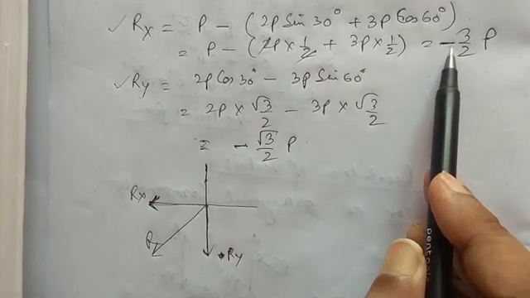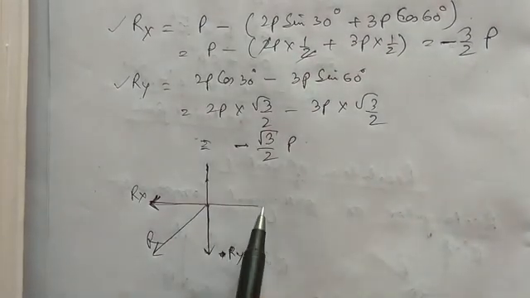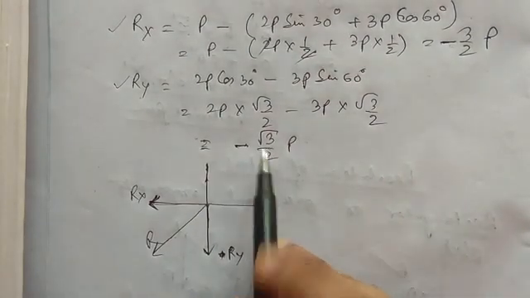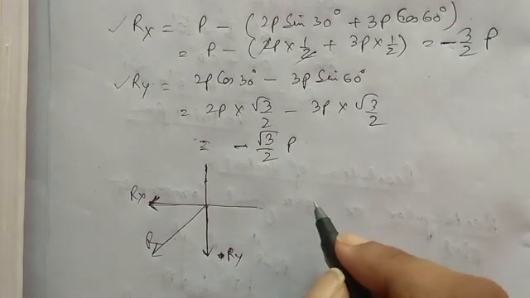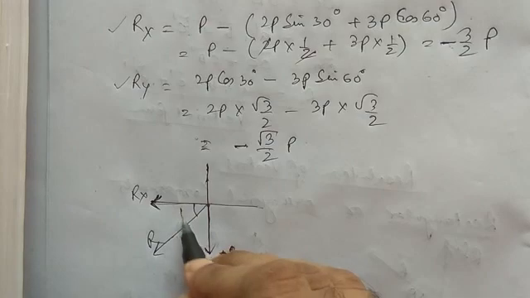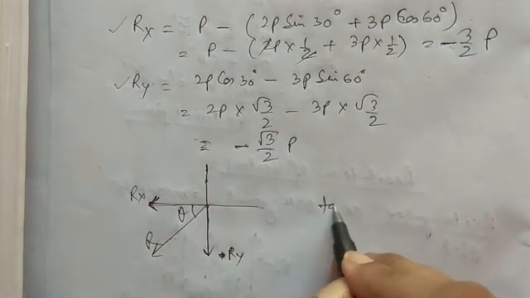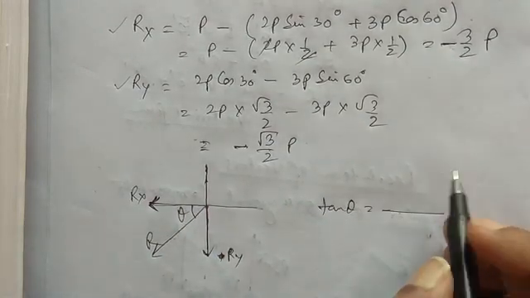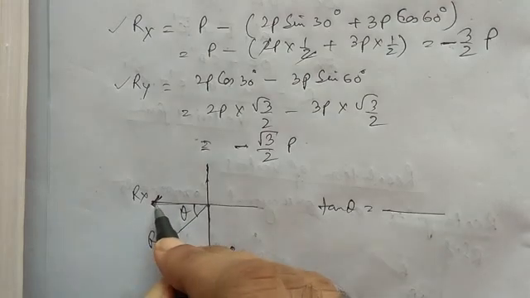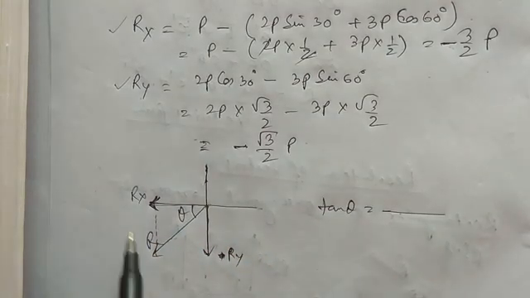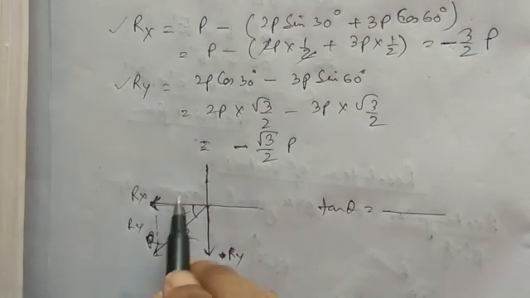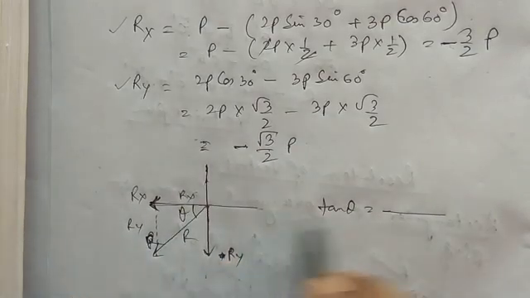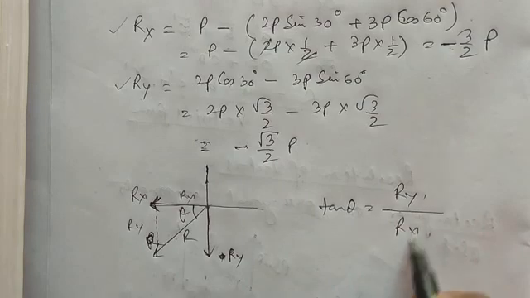Now if this was plus, it would have been in this direction. If this was minus, in this direction. So the resultant would have been in the fourth quadrant. Now we have to find the value of theta. What is tan theta? Tan theta means, if we close this triangle, this one becomes Ry and this is Rx. So tan theta is Ry by Rx.